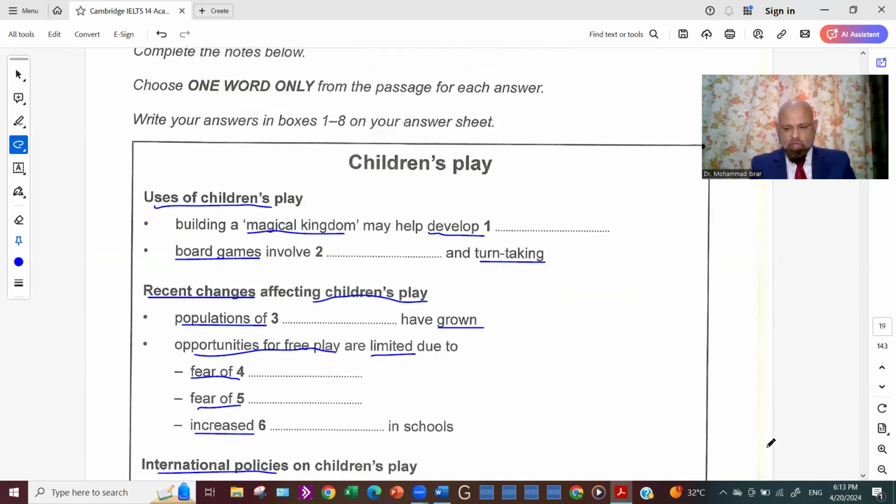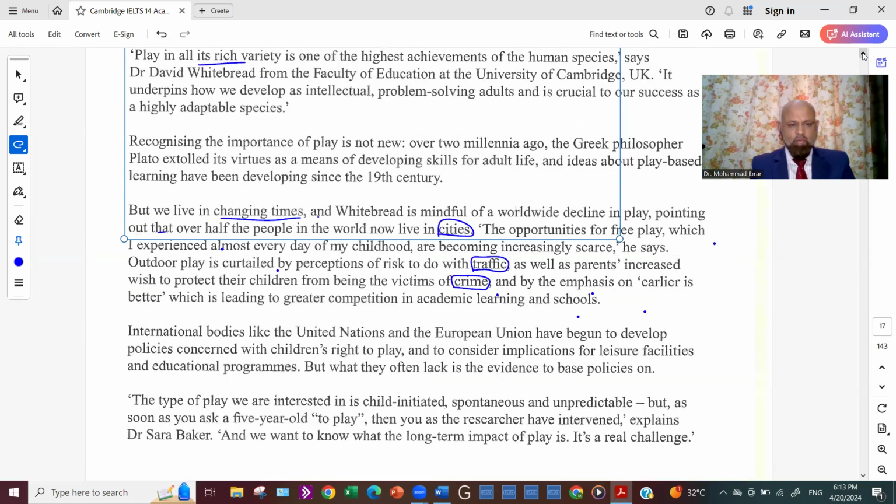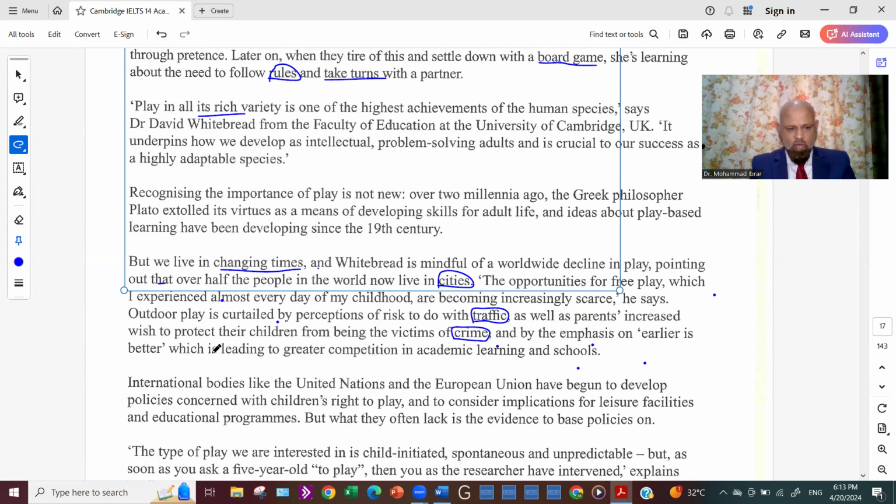So increase something, something is on the increase in the schools. Let's see what's that. You see? So which is leading to greater competition. What is something that is on the increase? Competition. In academic learning and in school. In academic school, something is on the increase. And it's what? Competition. I'm highlighting all the answers, I'm circling all the correct answers.